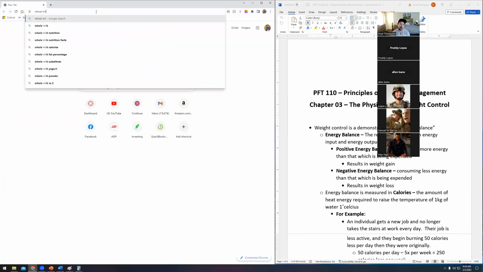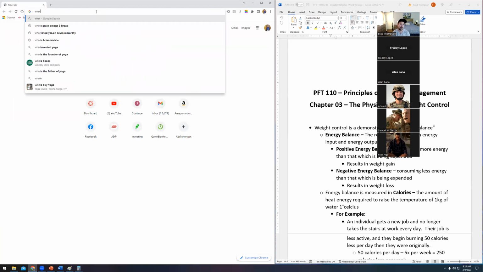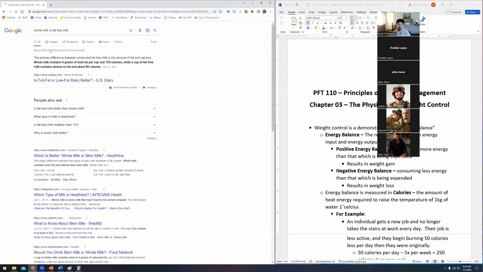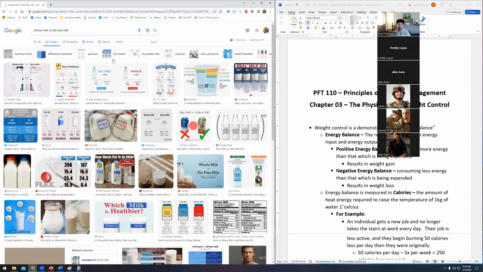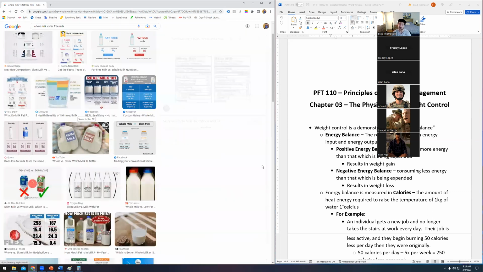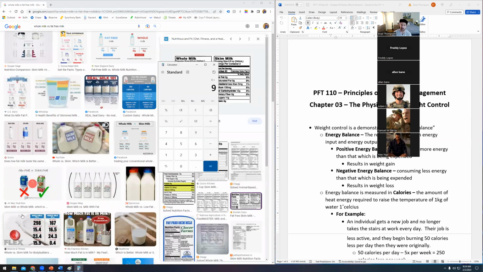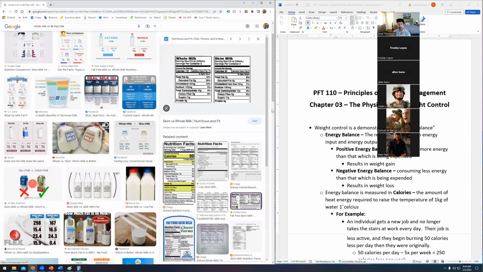So whole milk versus fat-free milk, right? Protein content's going to basically be the same. Sugar content's going to be basically the same. The difference is they're going to lose 8 grams of fat every single time. So the calories from 8 grams of fat, we know that's 8 times 9, because there's 9 calories in a gram of fat. It's about 72 calories.